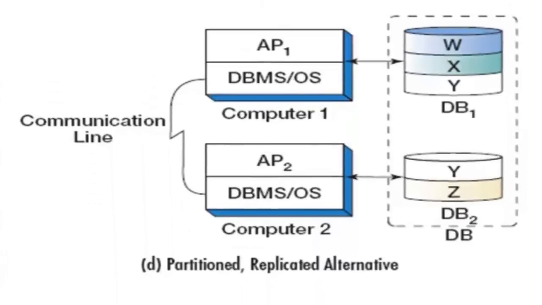And in our final example, we see the most complicated of these four designs, and that is a partitioned replicated database where we have two different database servers interconnected with a communication line. On the first server, we store tables W, X, and Y, whereas on the second server, we store tables Y and Z. So in this case, we are replicating table Y between servers 1 and 2, and we are then storing tables W and X additionally on server 1 and table Z additionally on server 2.